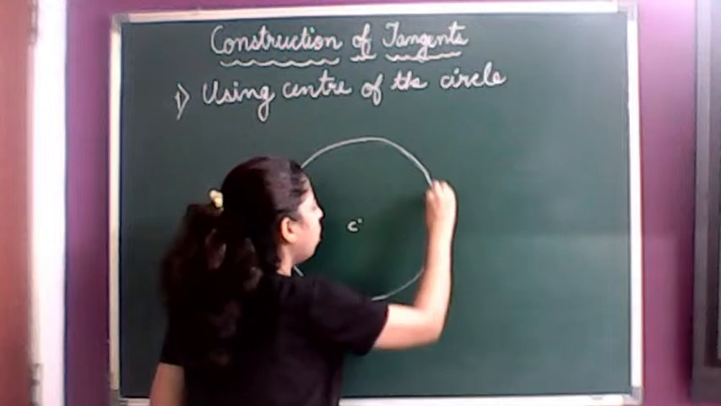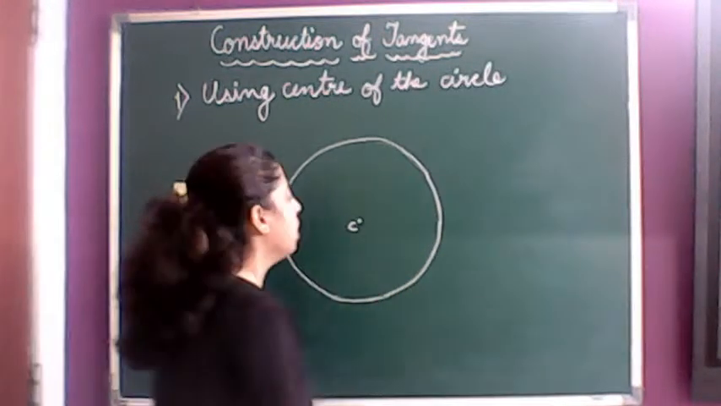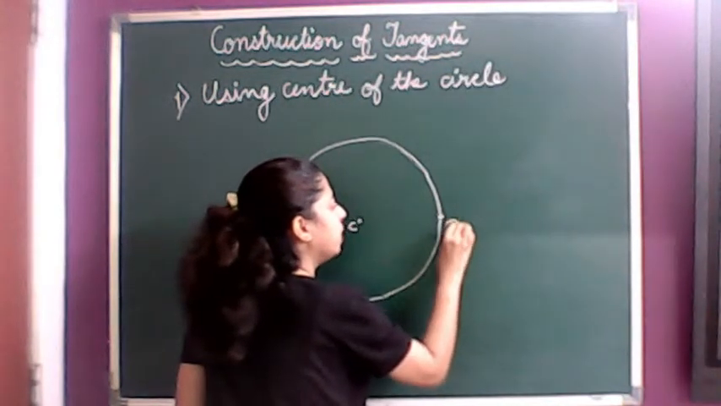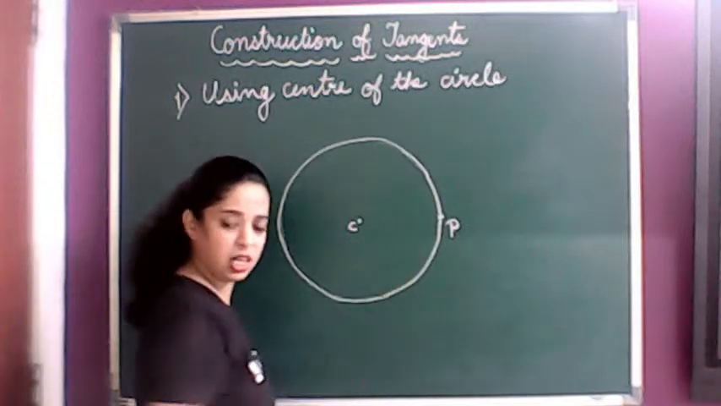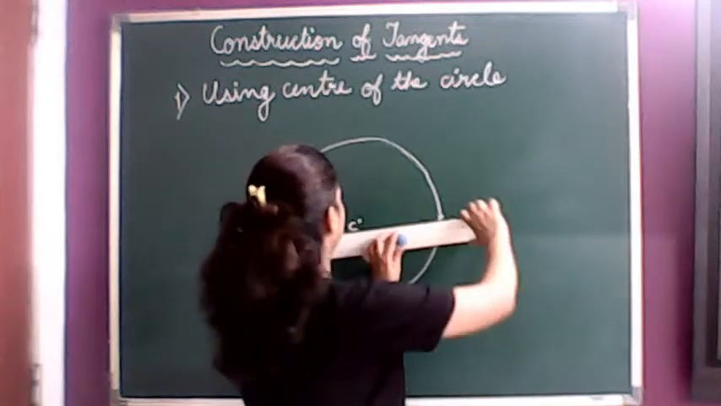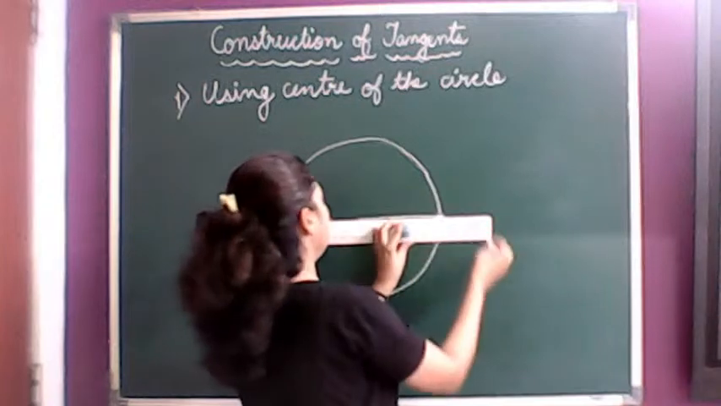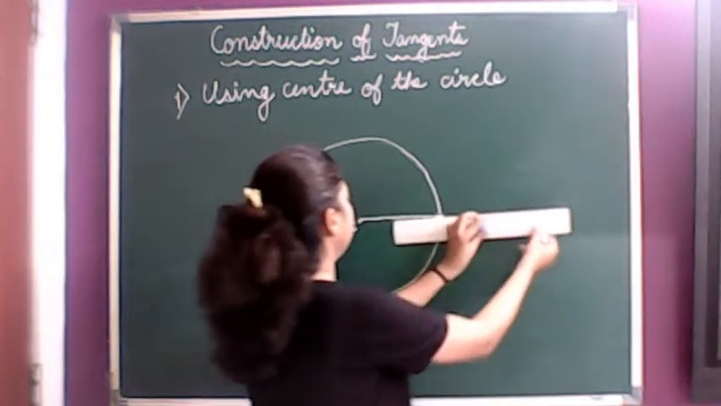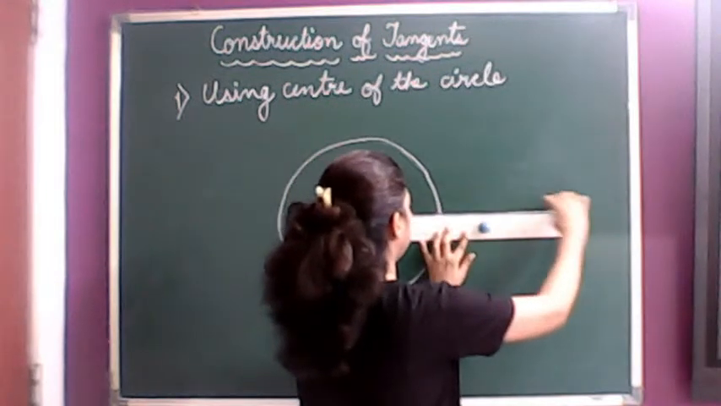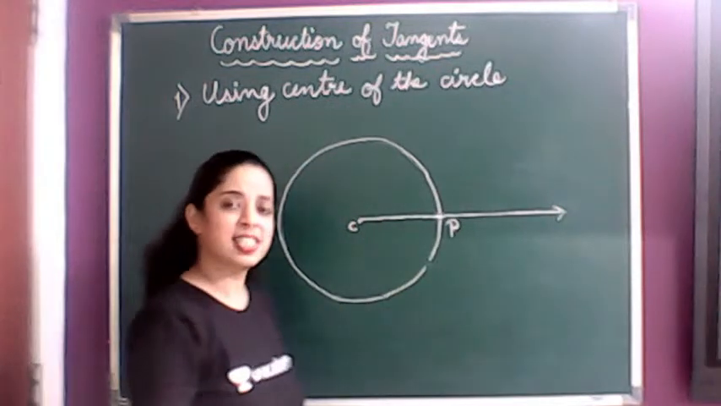Now you have to draw a tangent by using this center. Suppose I take a point P. You can take P anywhere on the circle. Then you simply join C and P first, and draw the ray. Extend it till here. So this is a ray. Is this clear to you?